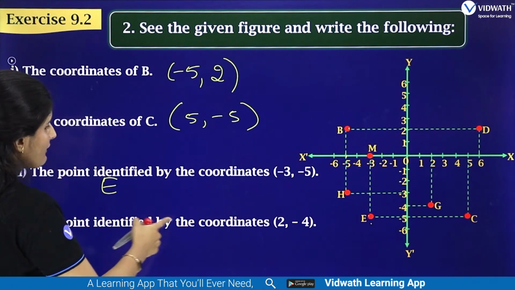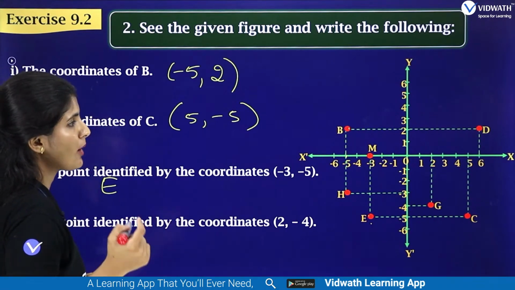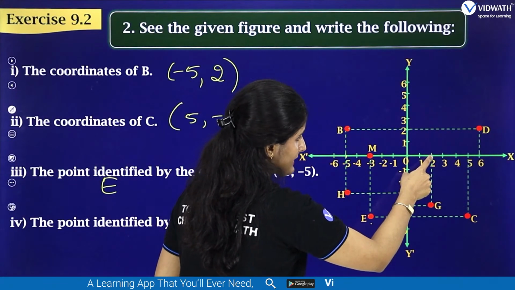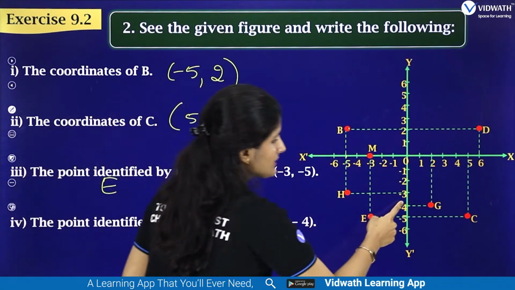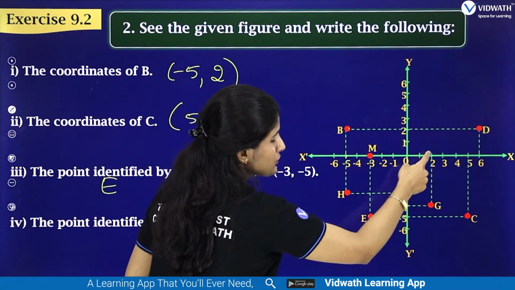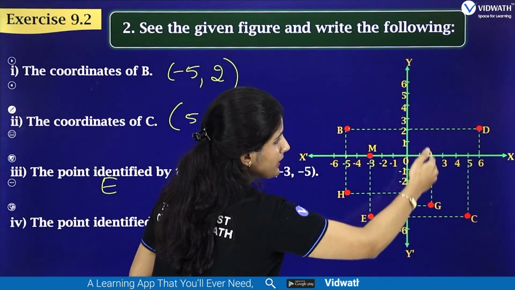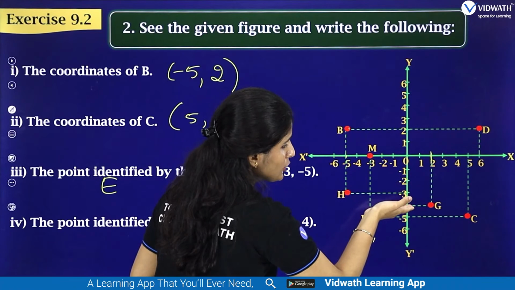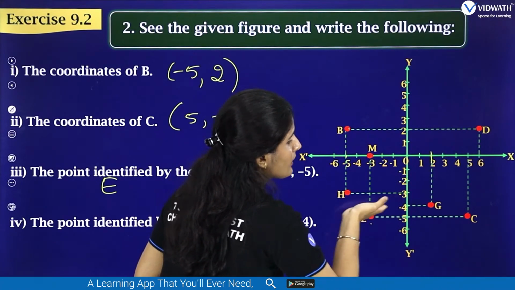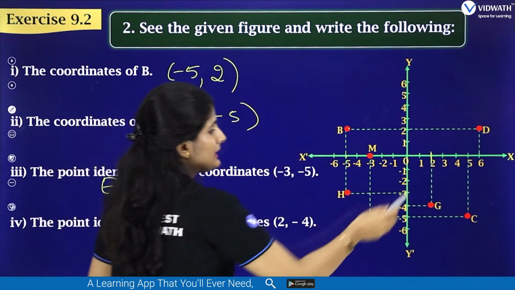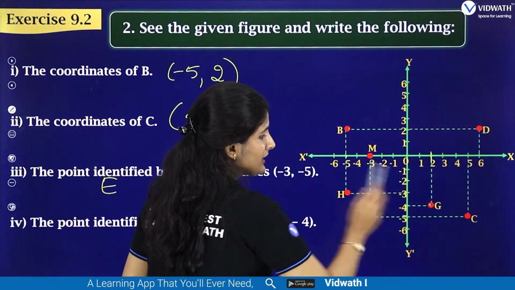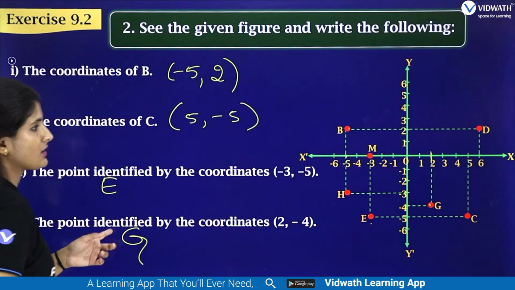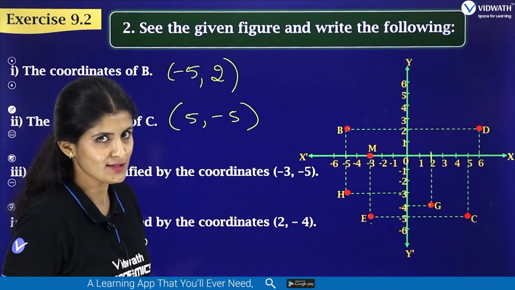Next, the point identified by the coordinates (2, -4). We see that the point 2 is here on the x-axis and the point -4 is over here on the y-axis. So a vertical line passing through the point 2 on the x-axis, and a horizontal line passing through the point y equal to minus 4, intersect at the point G. Hence, the answer for this question is G. That is, G has the coordinates (2, -4).